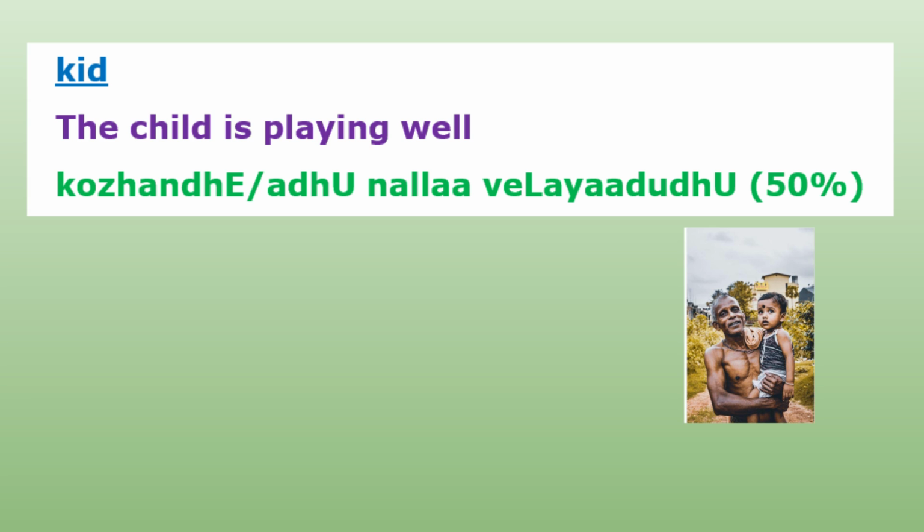The child is playing well. அது நல்லா விளையாடுது. And that gets an equal score. You can also use adu, and it's sometimes very helpful when a kid or a baby is too young and you do not know the gender, and especially if it is a baby, but avan and ava are also okay.